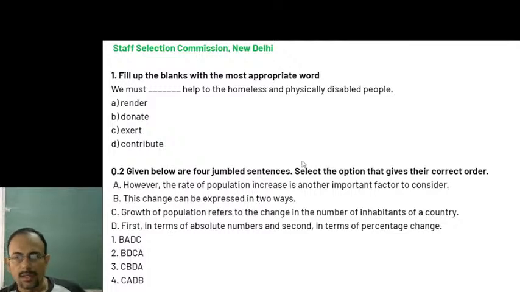Let's begin today's lesson. Here you see, we must dash help to the homeless and physically disabled people. What do you think should be the correct option here? Render, donate, exert, or contribute? You have to know the meaning of render, and the meaning of exert as well.